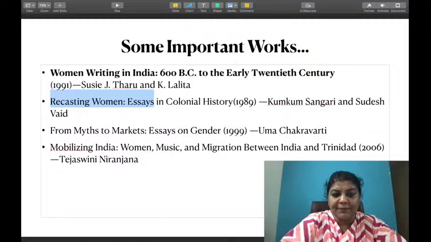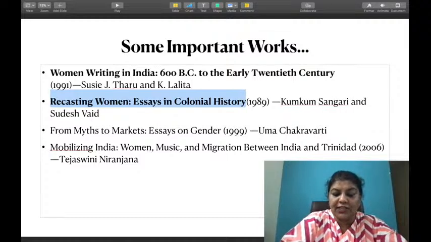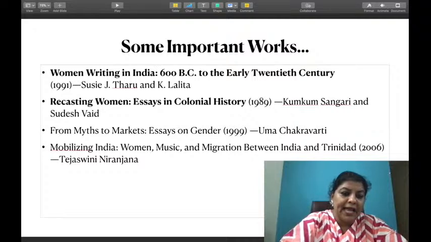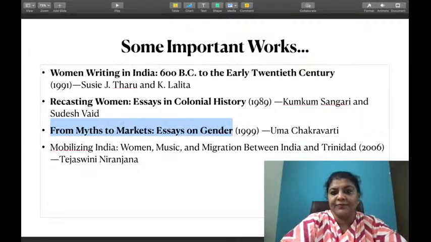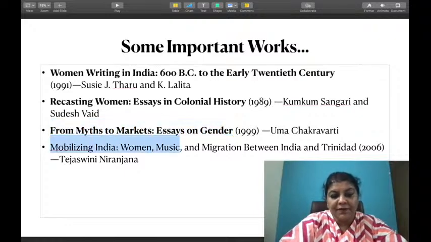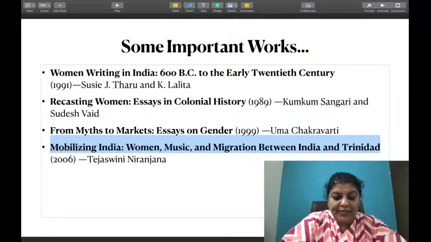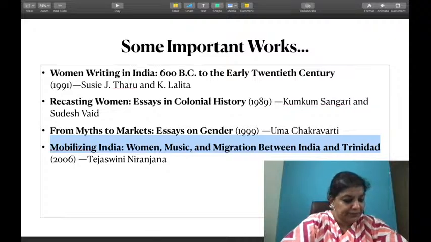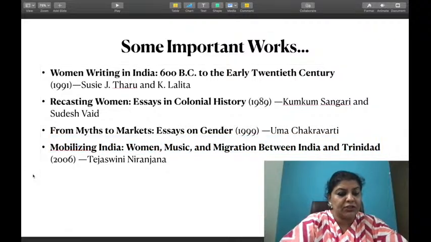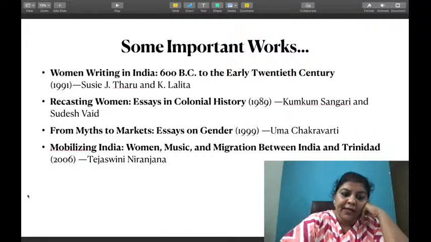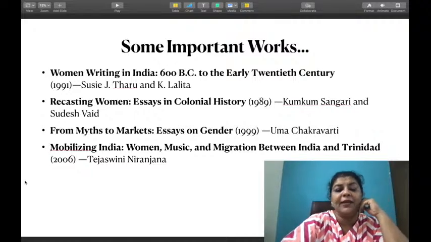Then Recasting Women: Essays in Colonial History, by Kumkum Sangari and Sudesh Vaid. Famous. Then From Myths to Markets: Essays on Gender, written by Uma Chakravarti. Then Mobilizing India: Women, Music and Migration between India and Trinidad, written by Tejaswini Niranjana. These are all very major books. Please read about them. Read more about each and every one of these names I have mentioned. They are all very important.